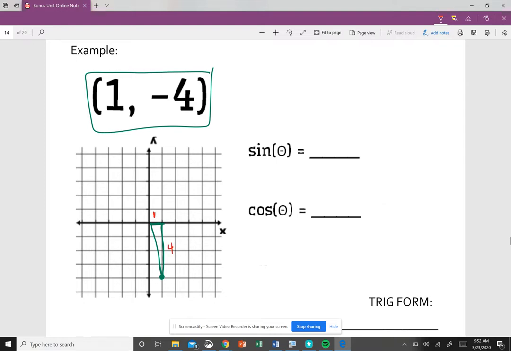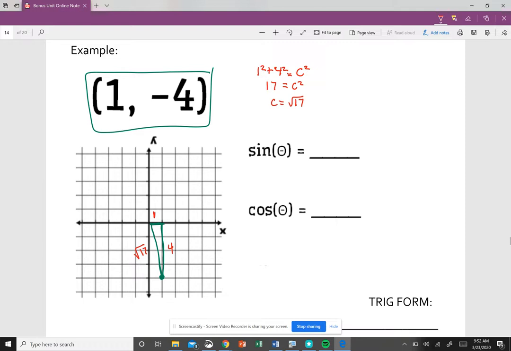So then we use Pythagorean theorem to find that last side. So you do 1 squared plus 4 squared equals c squared. So then we'd have 1 plus 16 is 17 equals c squared. So then c just equals the square root of 17. So this is just the square root of 17.